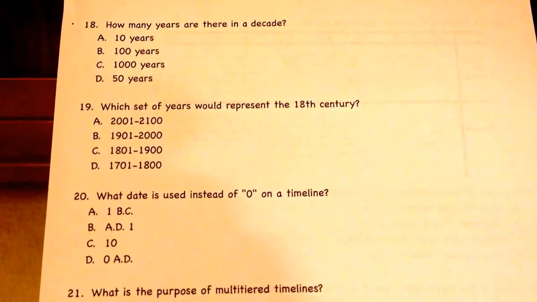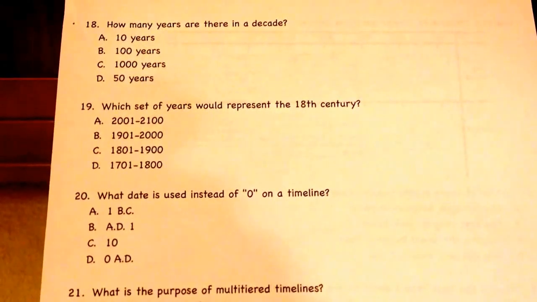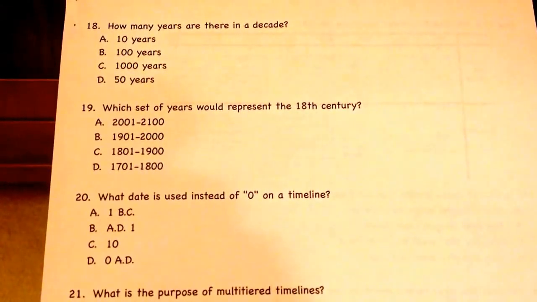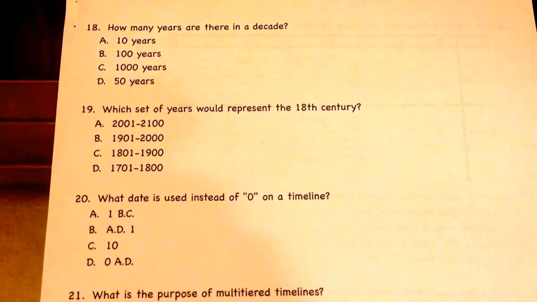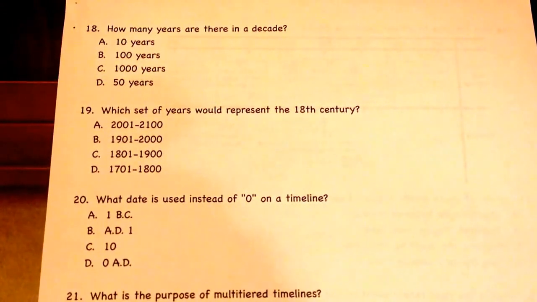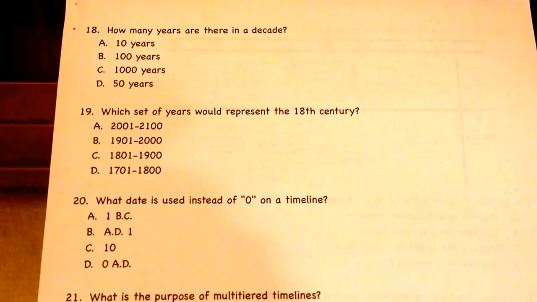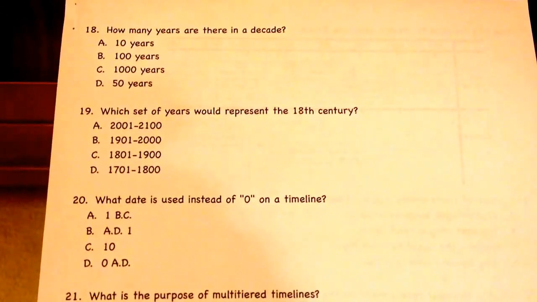Number 19. Which set of years would represent the 18th century? A, 2001 to 2100, B, 1901 to 2000, C, 1801 to 1900, or D, 1701 to 1800.